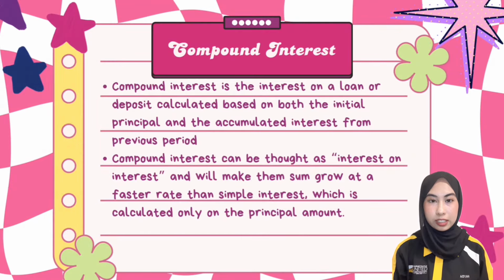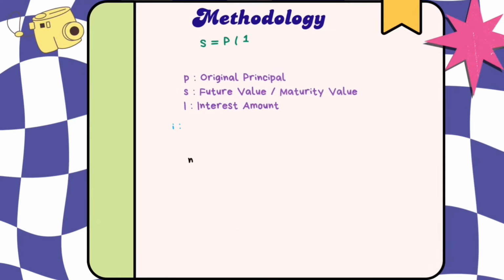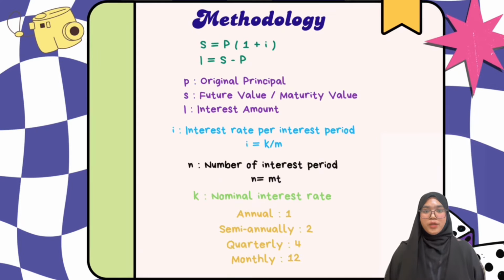Compound interest is the interest on a loan or deposit calculated based on both the initial principal and the accumulated interest from previous periods. Compound interest can be thought of as interest on interest, and will make a sum grow at a faster rate than simple interest, which is calculated only on the principal amount. In compound interest, we use the formula S = P(1 + i)^n. Instead of using I = PRT, we can also find the interest using I = S - P.